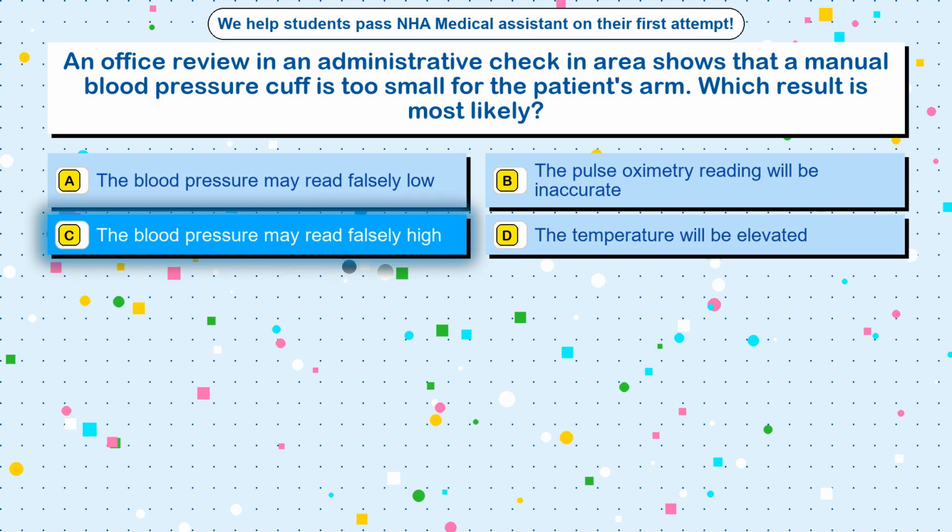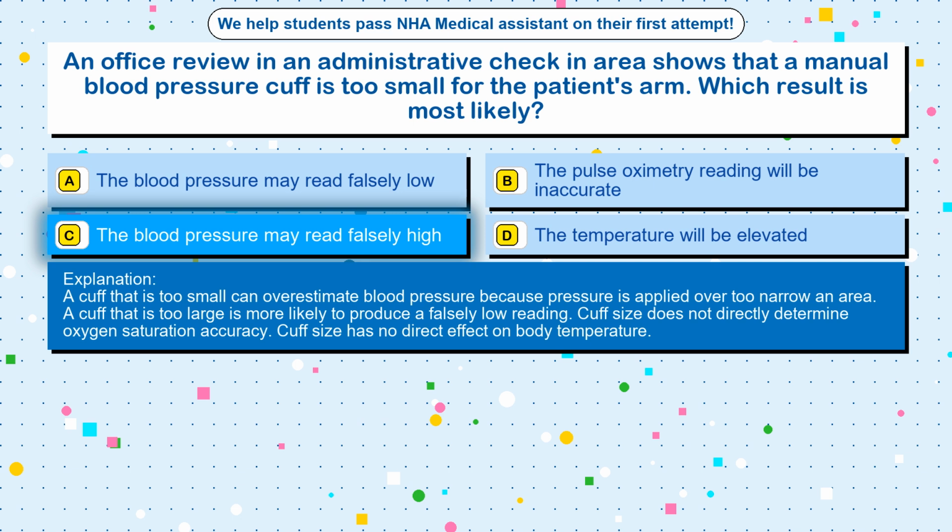The correct answer is option C. The blood pressure may read falsely high. A cuff that is too small can overestimate blood pressure because pressure is applied over too narrow an area. A cuff that is too large is more likely to produce a falsely low reading. Cuff size does not directly determine oxygen saturation accuracy. Cuff size has no direct effect on body temperature.